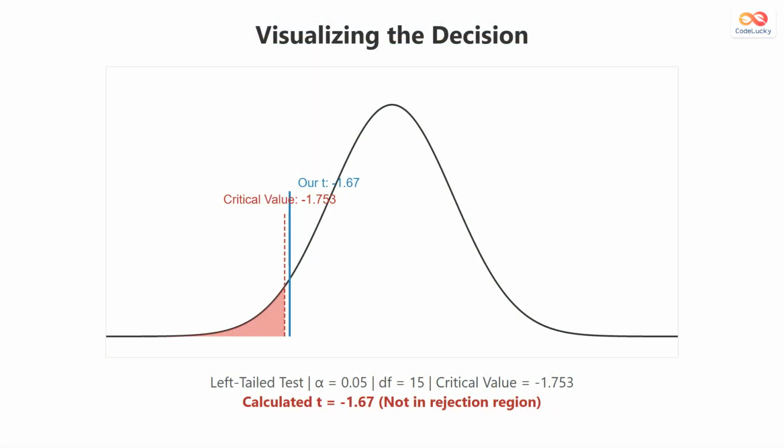Now we make a decision. With 15 degrees of freedom and a significance level of 0.05, our critical cutoff value is negative 1.753. The red area is the rejection region. Our calculated t-score of negative 1.67 falls just outside this red zone. Therefore, we do not have enough evidence to reject the claim. We cannot say the batteries are significantly worse than advertised.